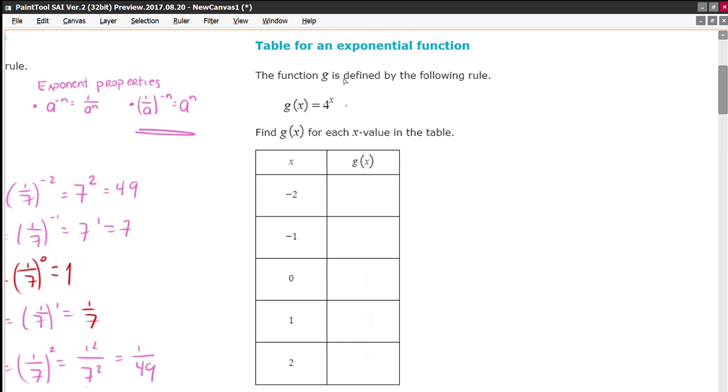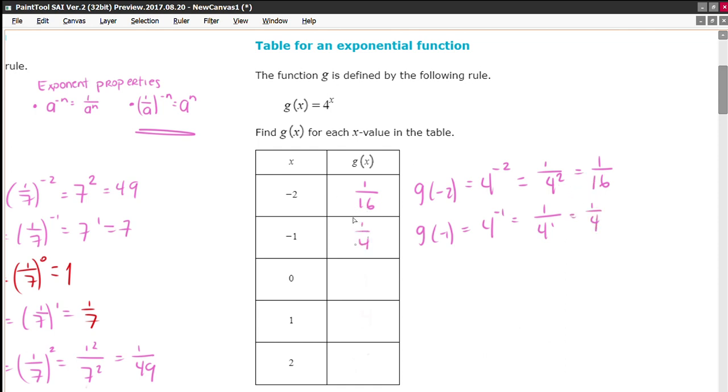Another example. If I want to use this function 4 to the power of x, and if I want to evaluate in -2, this is 4 to the power of -2, and by the properties of exponents, this is 1 over 4 to the power of 2. This is 1/16. Thus, if I evaluate the function in -1, this is 4 to the power of -1. This is 1 over 4 to the power of 1, this is 1/4.